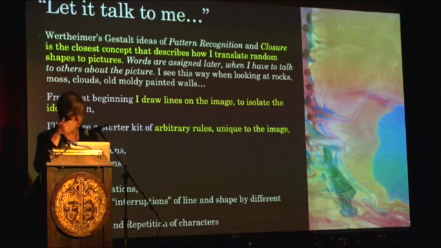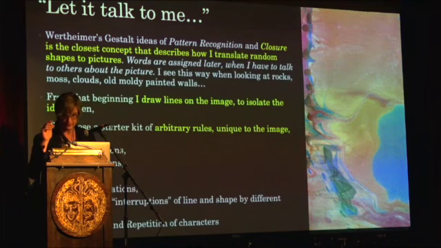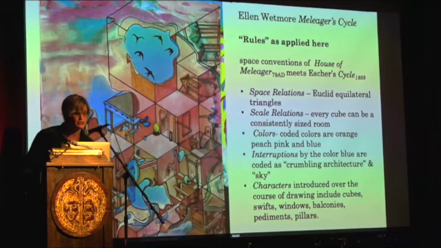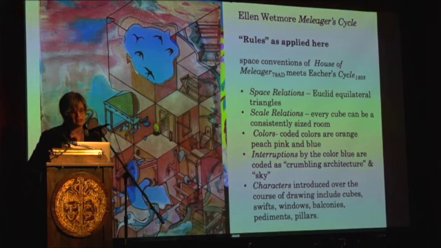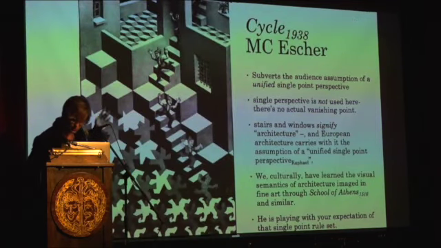I'll start imposing arbitrary rules, and the rules will change. Color, physical locations, characters, repetitions. So the rules in this one are the space conventions of the House of Meliagara and Escher's cycle. The space relations are Euclid's equilateral triangles. Colors are coded. Let's see, the colors are coded for stairs, right? For cubes. Okay, so this is Escher.